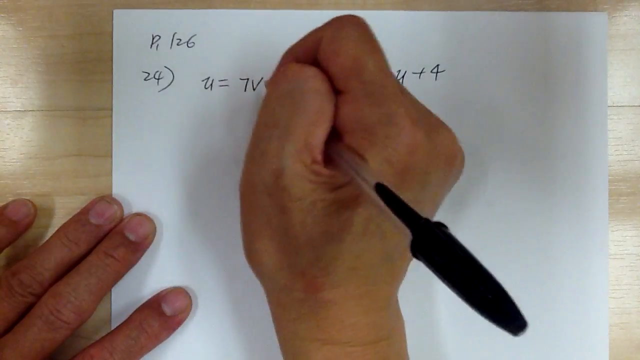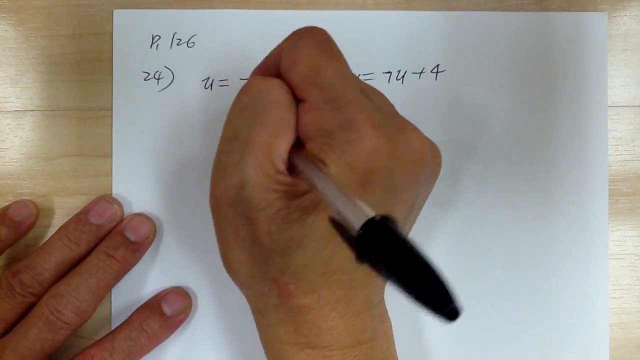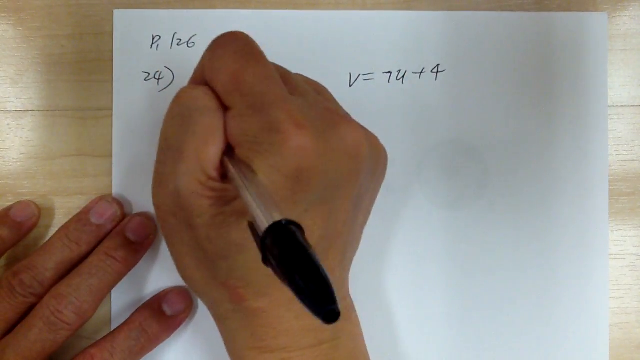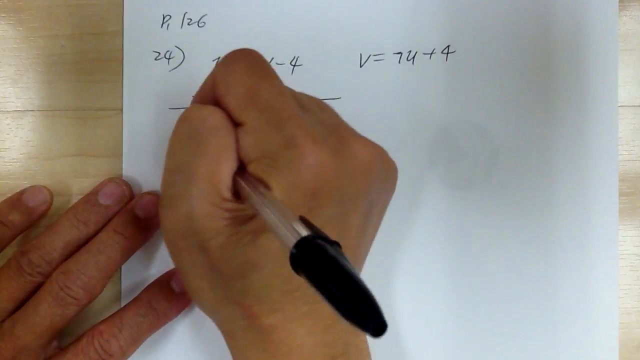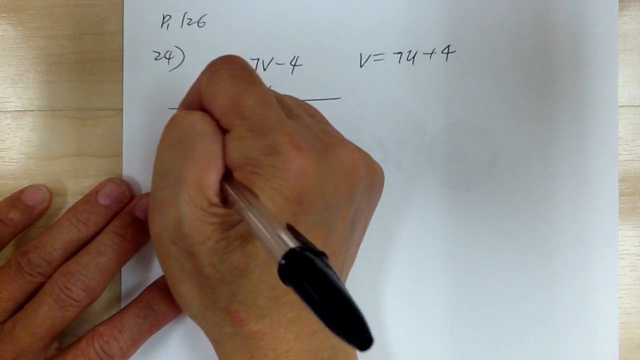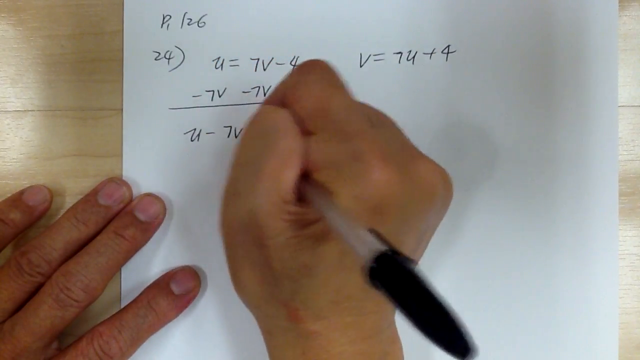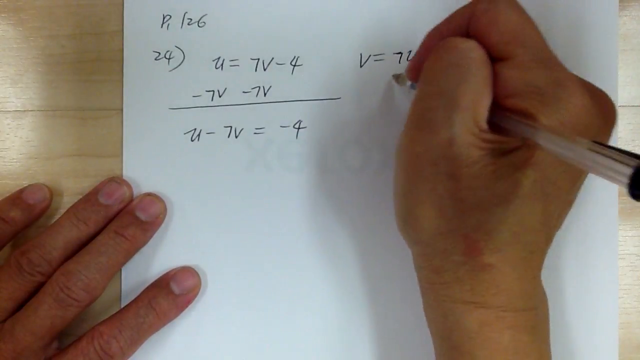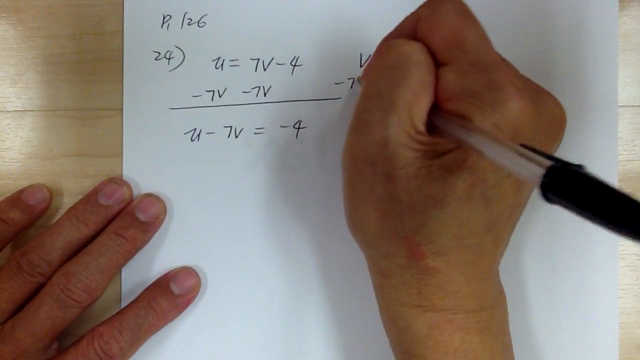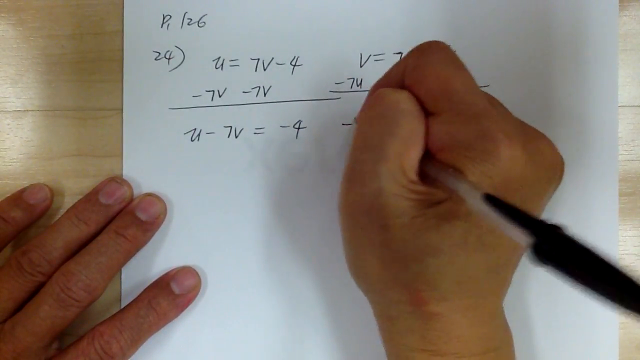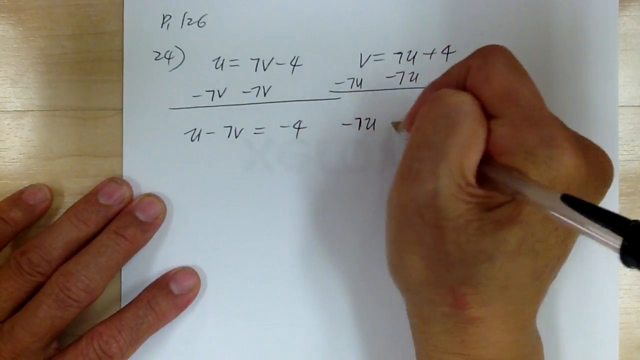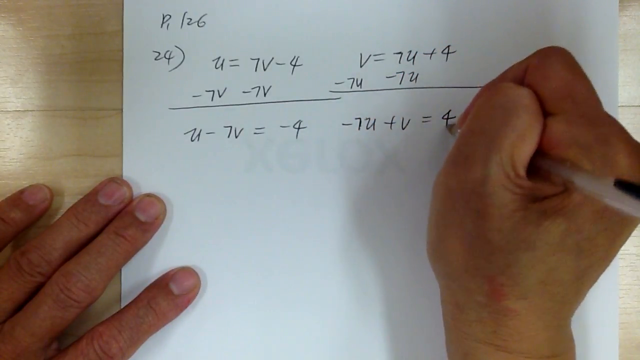So I'm going to move the variable to the left hand side. So minus 7v, minus 7v. So I get, and try to put it in alphabetical order, u minus 7v equal to negative 4. This one I need to minus 7u, minus 7u. So I get negative 7u plus v equal to 4.